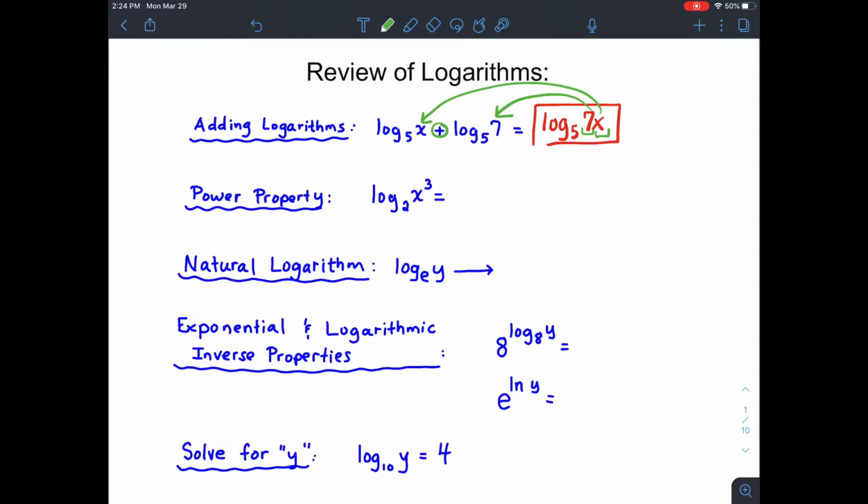Okay. Also works the other way. Sometimes you'll have a logarithm like this and you'll be asked to separate it apart into two logarithms. You'll just kind of look at these as two separate factors, break it apart in that way as well.